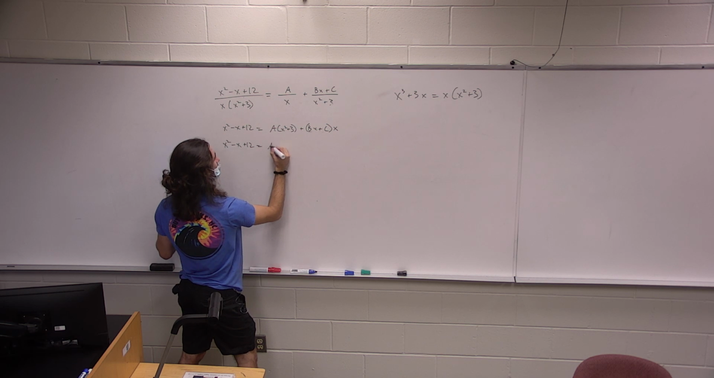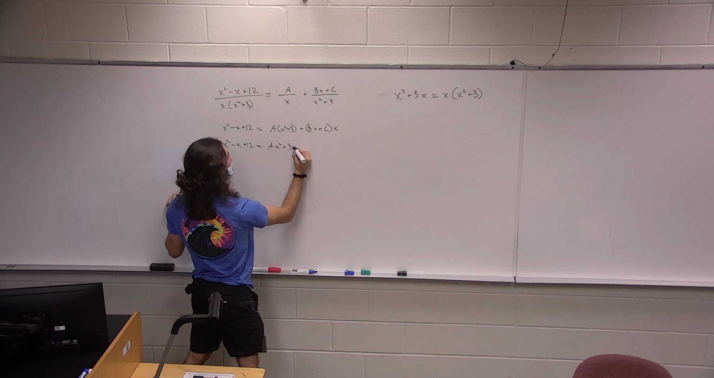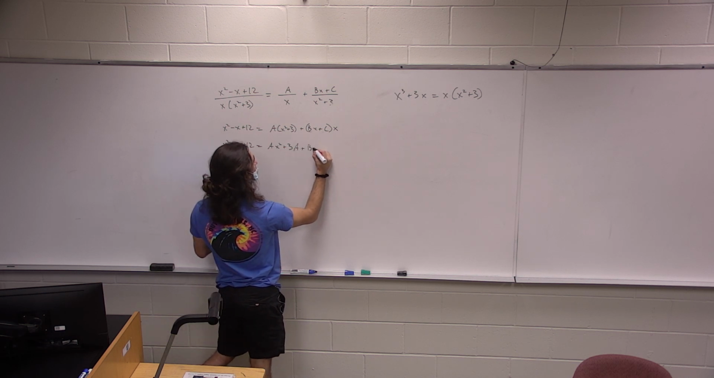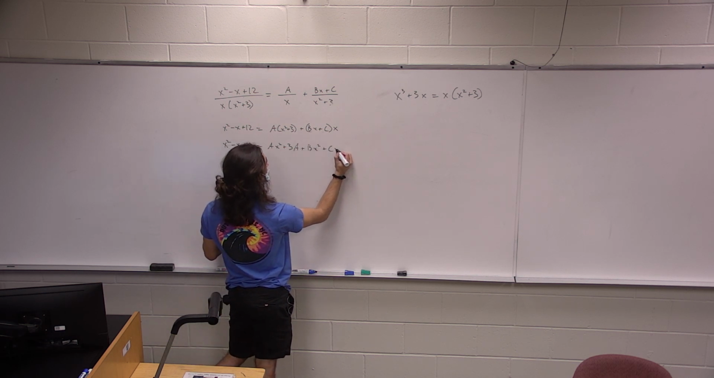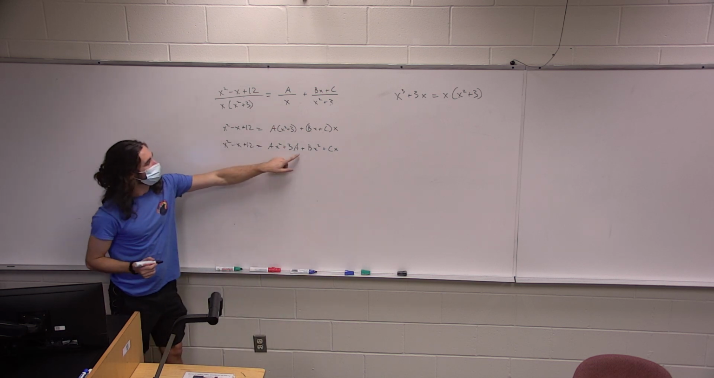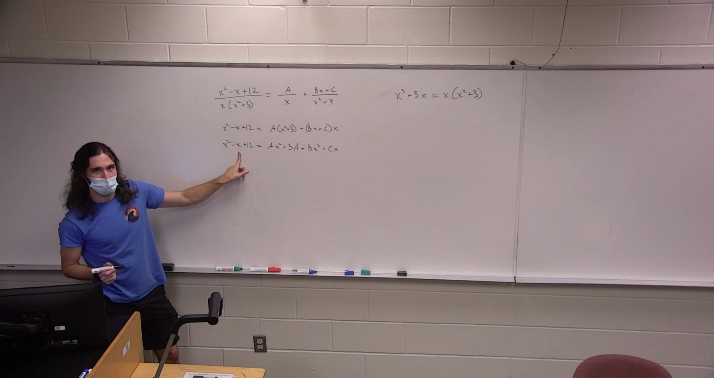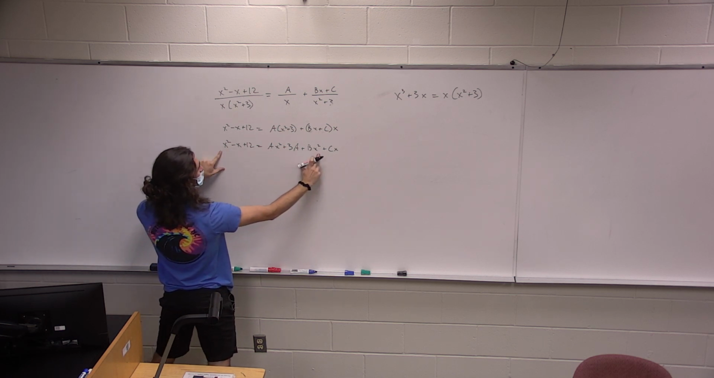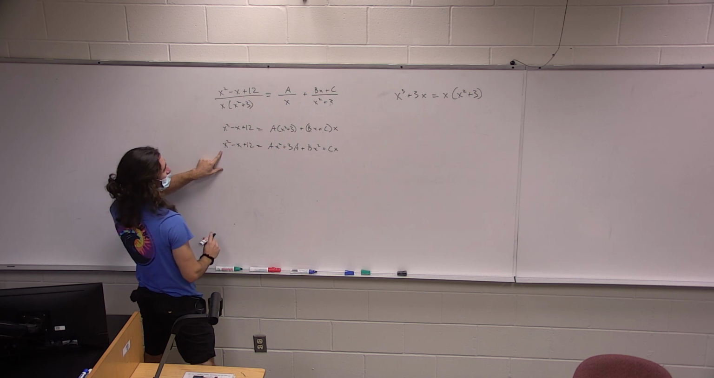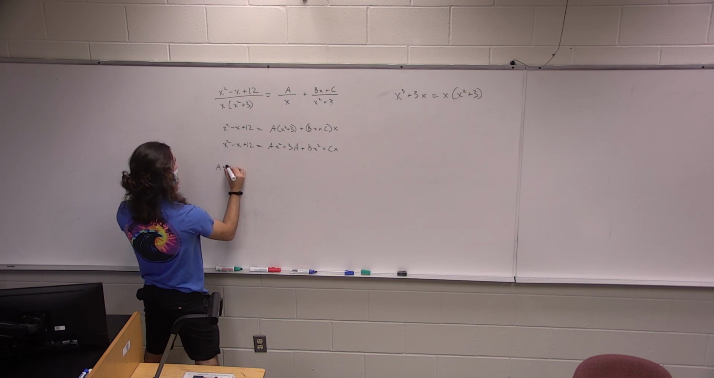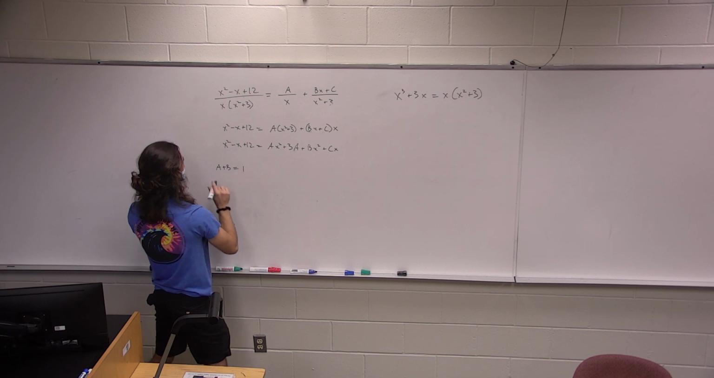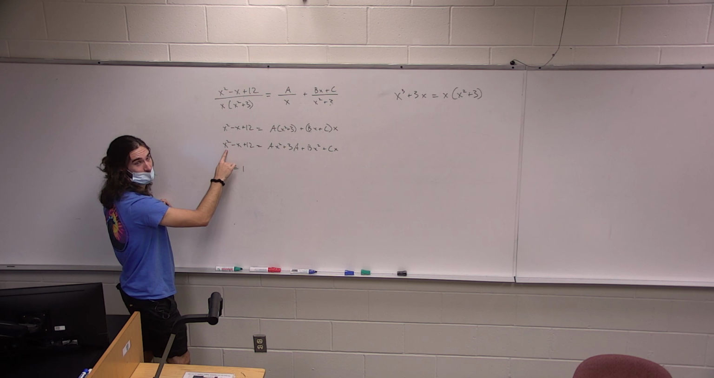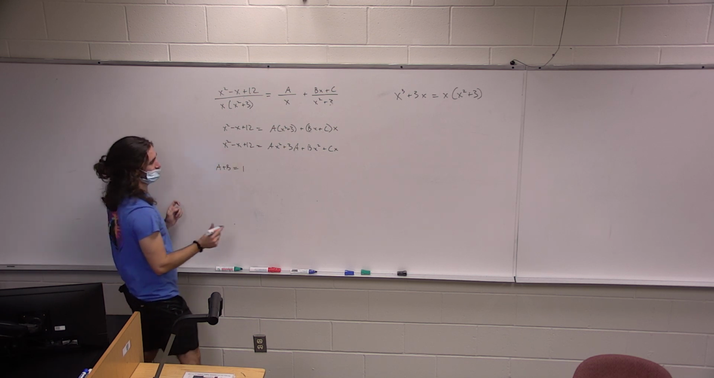So if we distribute everything, this is a times x squared plus 3a plus b times x squared plus c times x. If these two sides are supposed to be equal, the only way that can happen is if the x squared terms are equal. So if this ax squared and this bx squared add up to be x squared, or in other words, if a and b add up to be 1, right? Ax squared plus bx squared equals 1x squared. That's the same thing as saying a plus b have to add up to be 1.